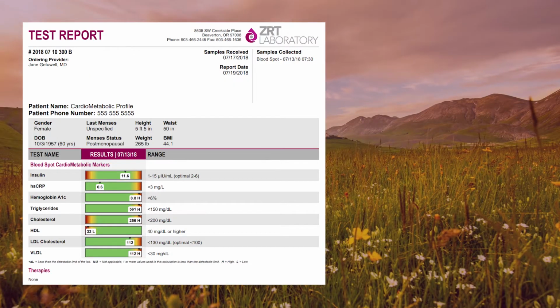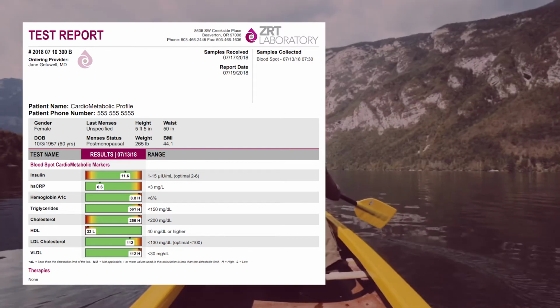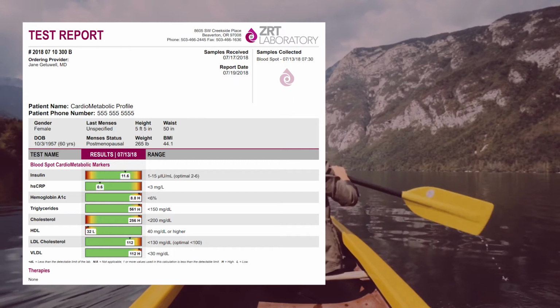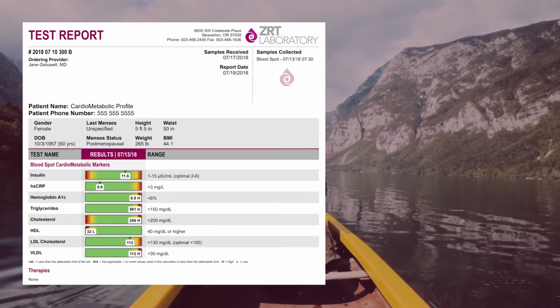Just to tour you through the report, up on page 1 at the top left, you will see the report number, the evaluation number. This is the number you'll refer to when you call in to ZRT. If you want to consult with us on the clinical consulting team, we'll use this number so that we're all looking at the same report. And then over at the top right, you can see when your patient collected their sample, date and time.